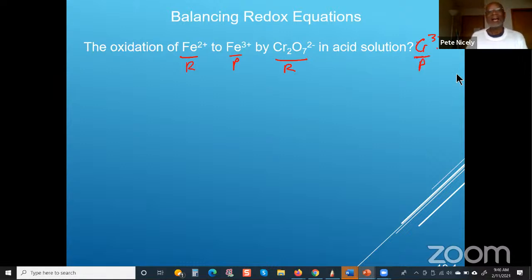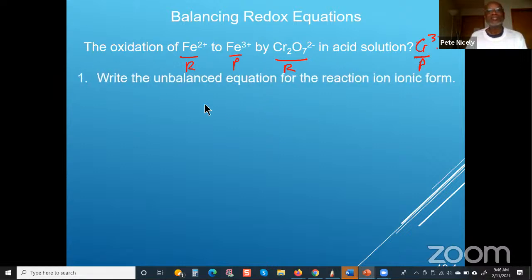So basically, the first thing I would do if given this information is write an unbalanced equation for the reaction based on the information provided. The reactants would be Fe2+ and the dichromate, so they would be on the left side. And on the right side, you'll have the products, the Fe3+ and the chromium 3+ ion, right? So this would be the unbalanced equation that you're going to start off with.